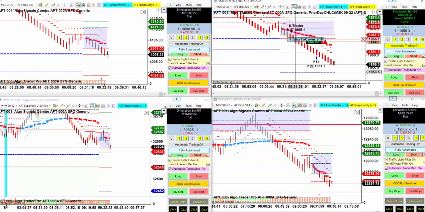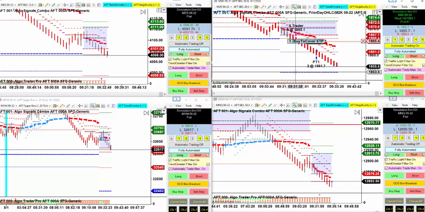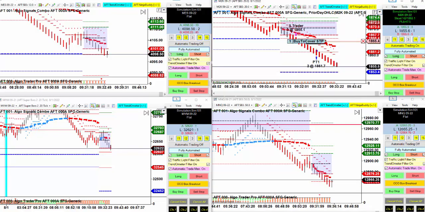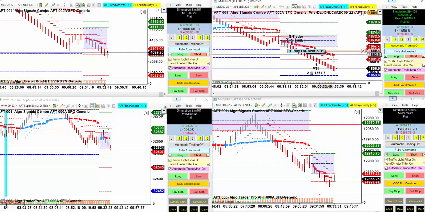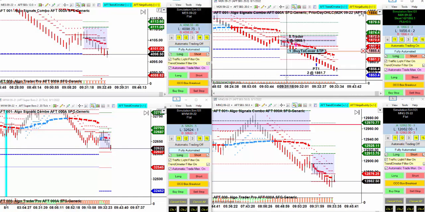Remember, the bias is still to the long side as far as the gap goes. So they could come back up and fill the gaps. Anyway, stop is at break even. The automated stop is at break even on the last contract now, so can't lose on the last one. And just see if this gets more follow through or if you're going to take profit down here.